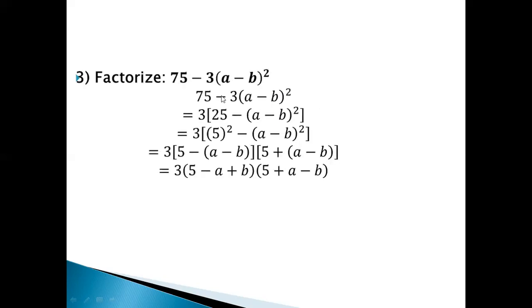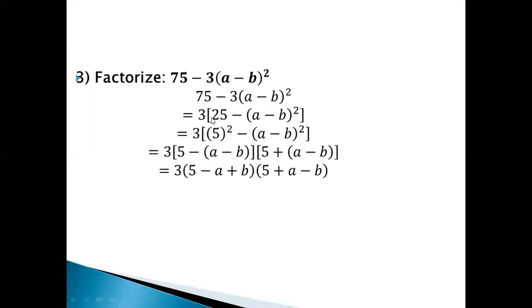See one more example. We have 75 minus 3 into a minus b whole square. 75 is your first term and 3 into a minus b whole square is your second term. 75 is not a perfect square, 3 is not a perfect square. So in that case, we have to take common. If we take 3 common from this expression, we get 25, because 3 25's are 75, minus, and from the second term, if we take 3 common, we get only a minus b whole square.